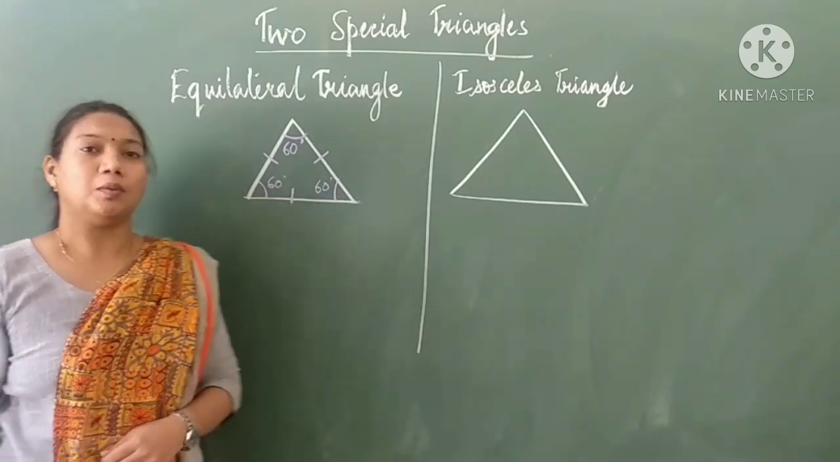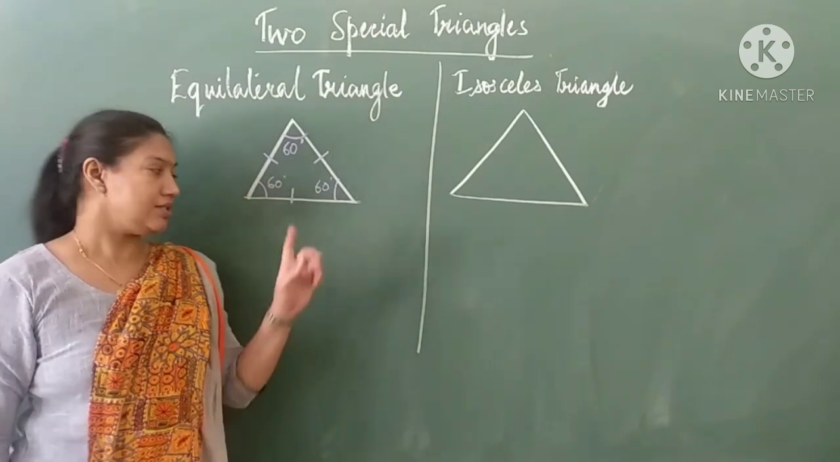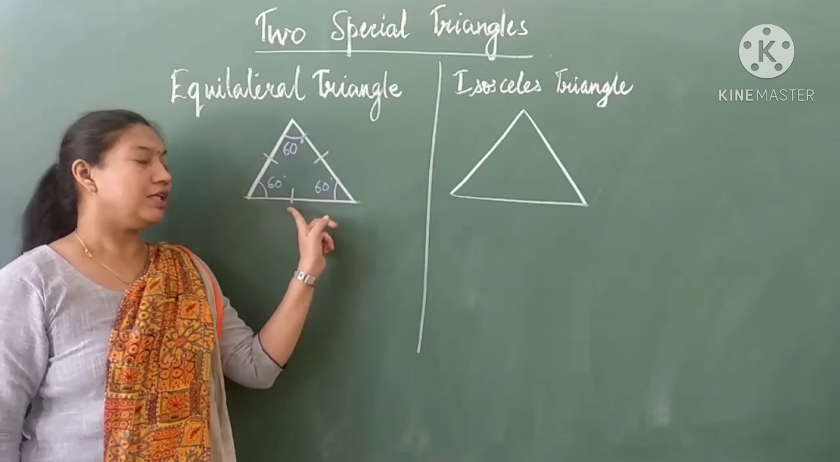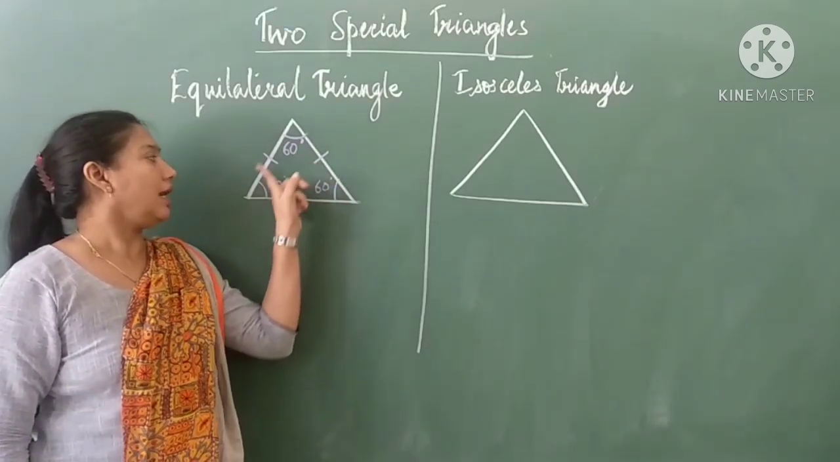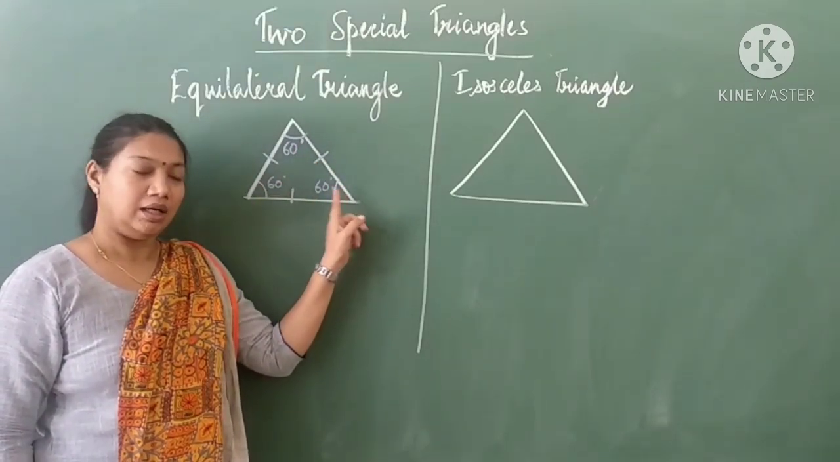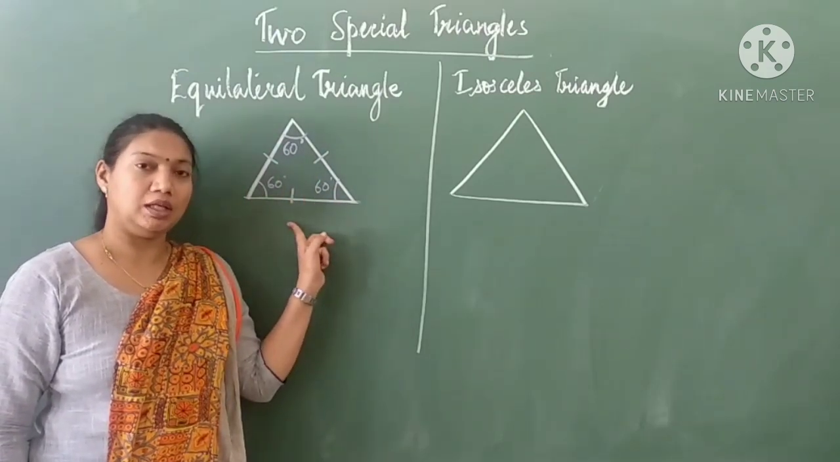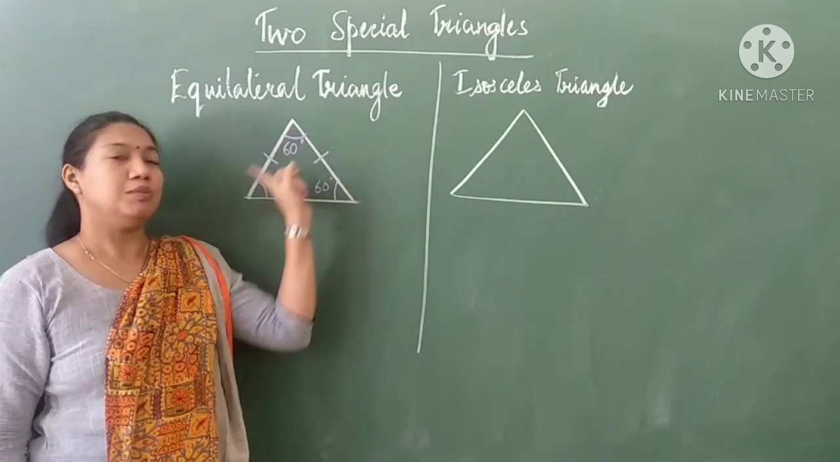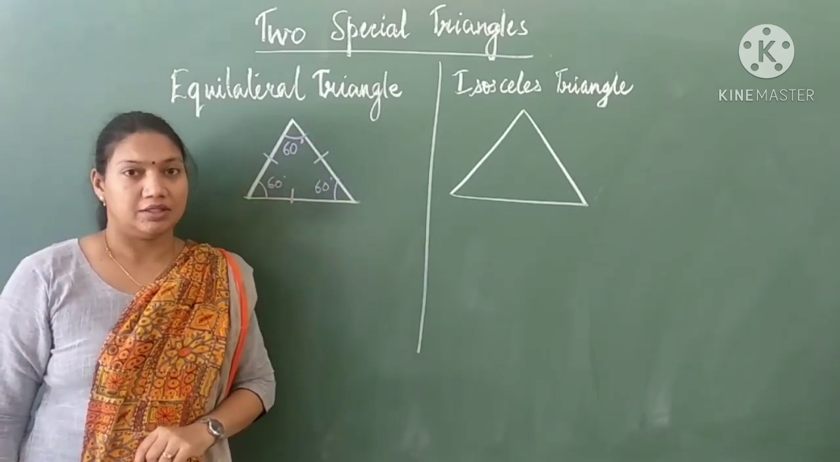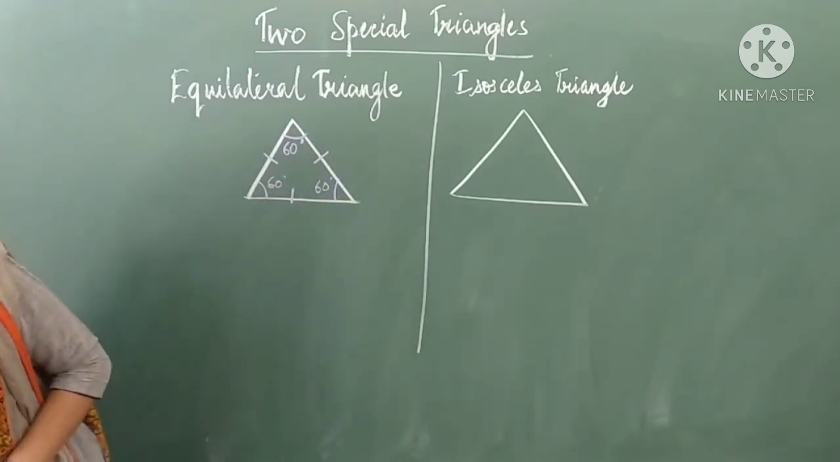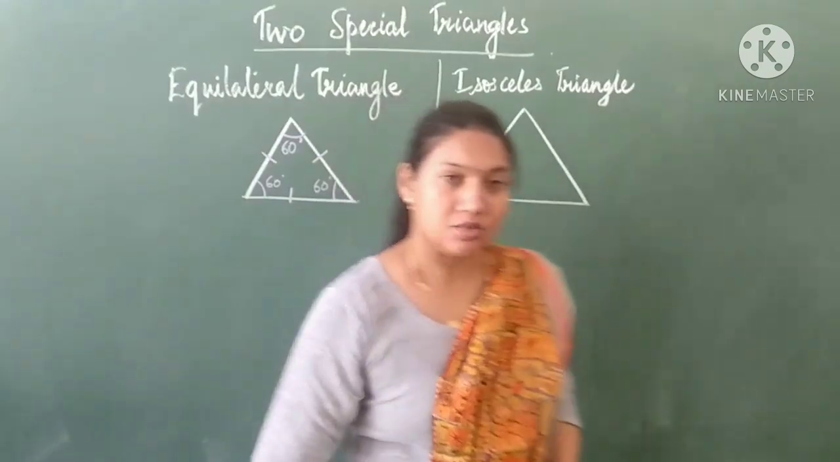So these are the two properties of equilateral triangle, that all the sides are of equal length and all the angles are equal. As all the sides are equal, therefore their angles are also equal and each of the angles measures 60 degrees. Now let us learn about isosceles triangle.